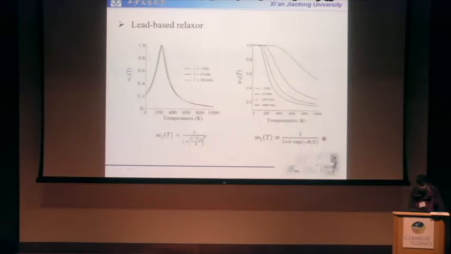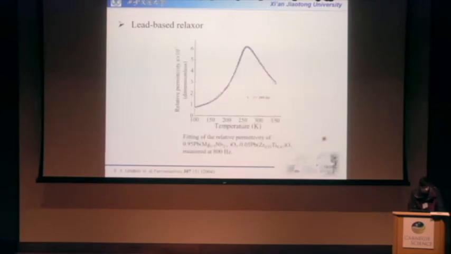Here is a comparison of W1 and W2. For lead-based, the W2 equation forms a peak, while for lead-free, the W1 equation shows no peak. In this figure, it shows the fitting of relative permittivity for experimental results.